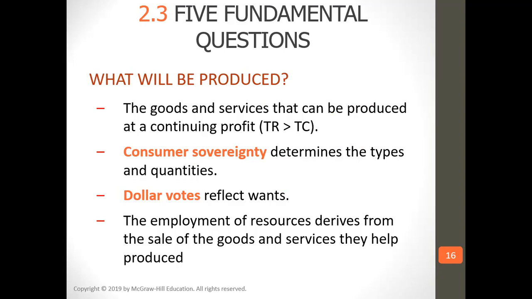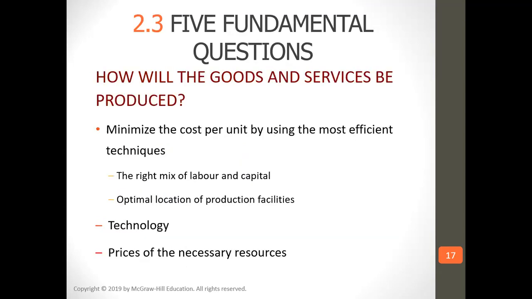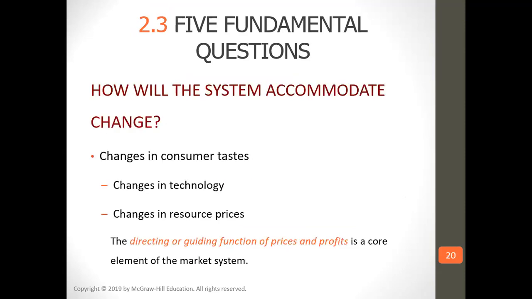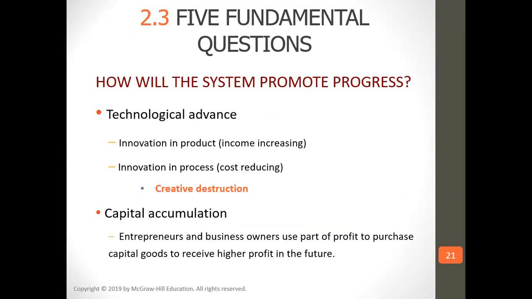And then the command economy, they just don't follow that. And that's why it doesn't work. So that's a big part. And then you need to be more efficient by having the best technologies, and then how cheap the resources needed are. So there are technological advancements when there's more income and reduced cost.